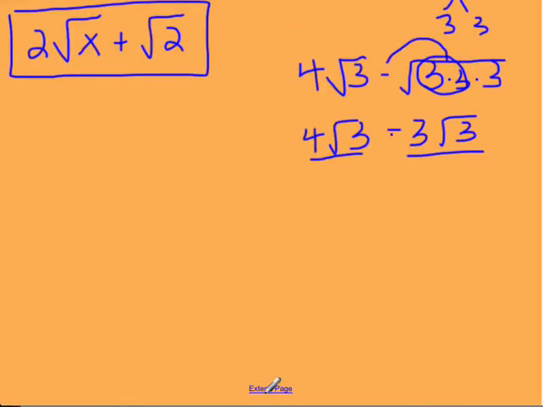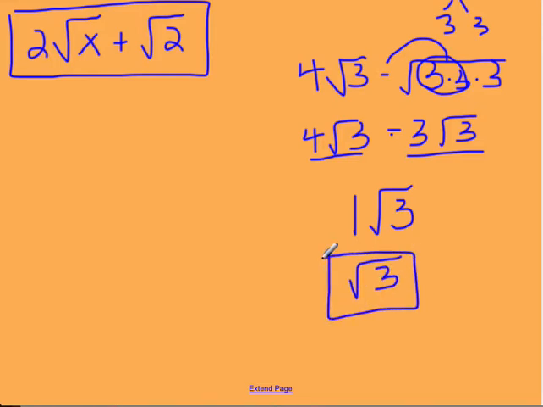So 4 minus 3 is 1, and then we're going to write it as square root of 3. Well, here's the deal with 1. If you're multiplying a radical by 1, you can technically write that as the square root of 3. So that's going to be my final answer, is just the square root of 3 for number 6.